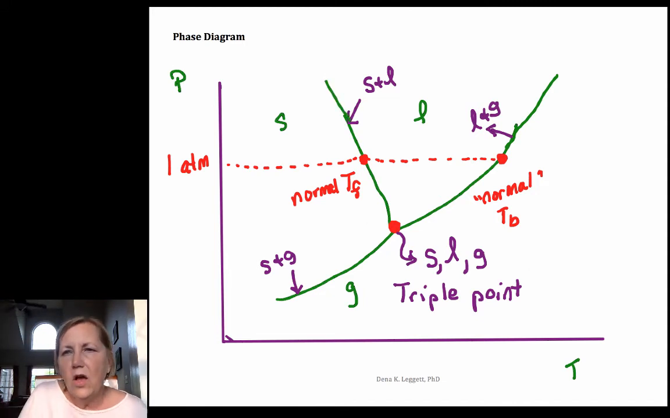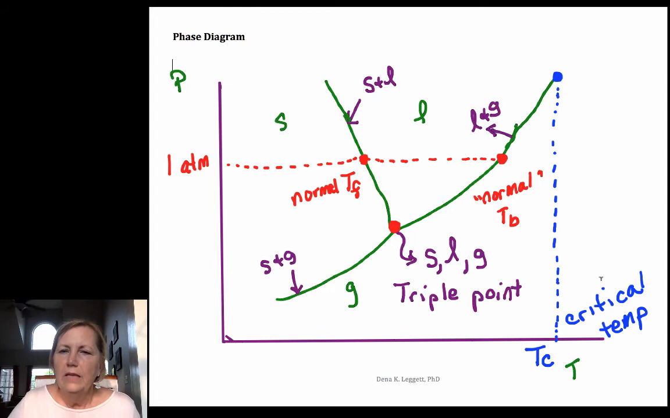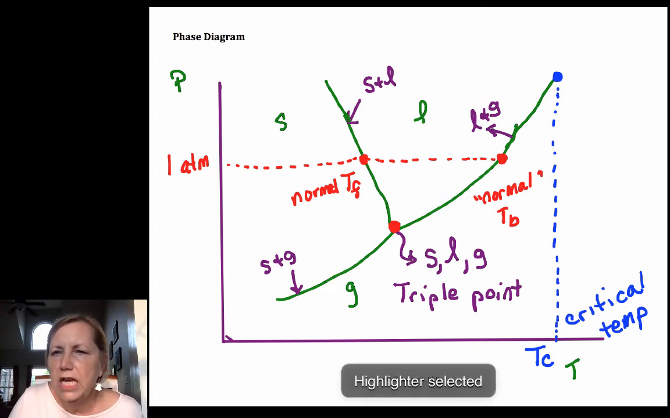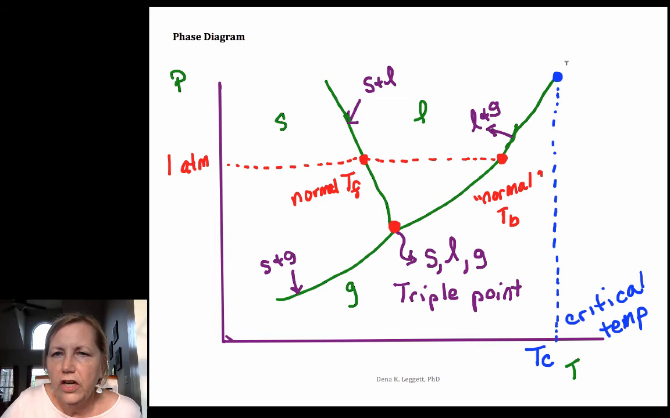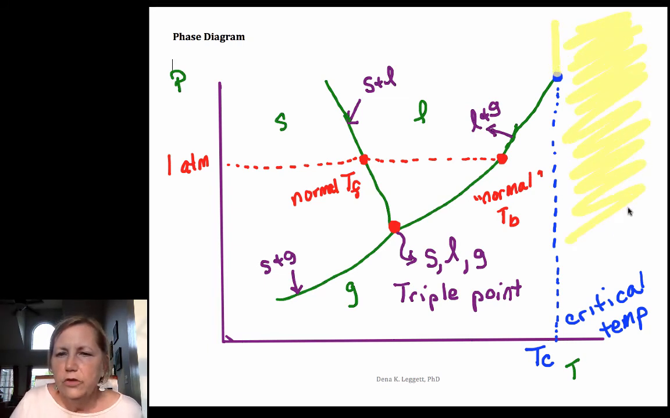Okay. There is also another point up here. Okay. And if you look at that, if I drop that down to the temperature, that's called the critical temperature. Okay? And in this region of space, here, it's like you could draw a line up there. You cannot liquefy the substance regardless of the pressure you choose.